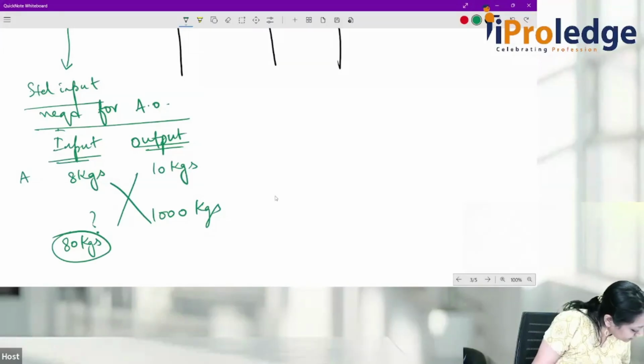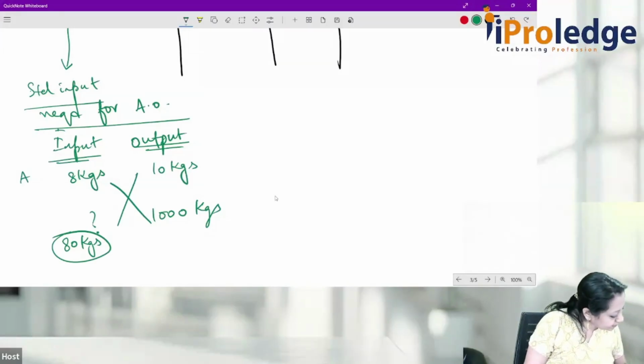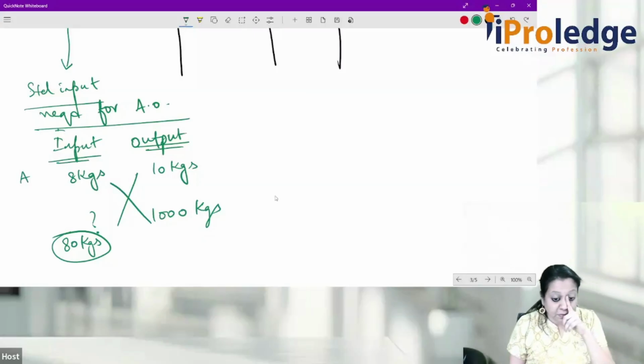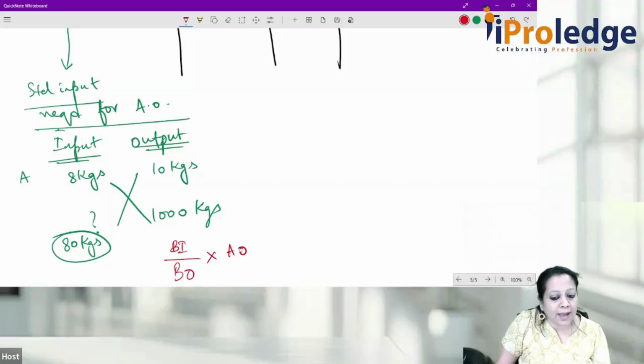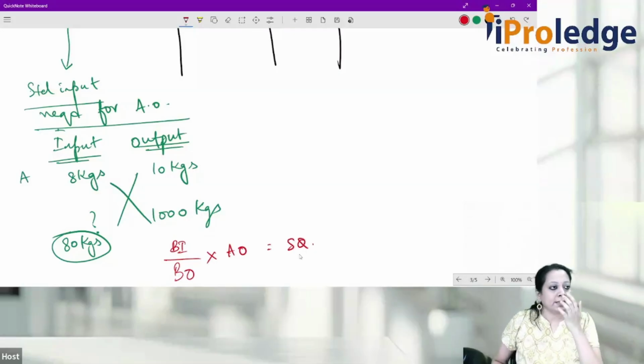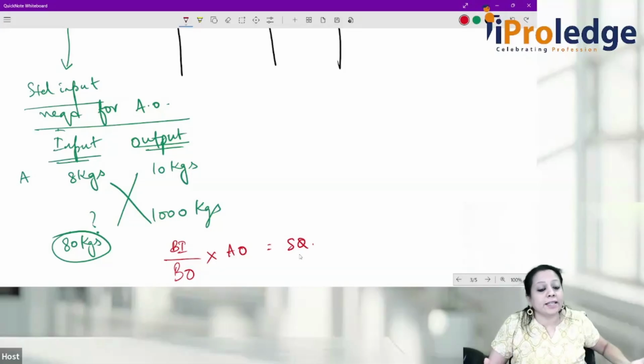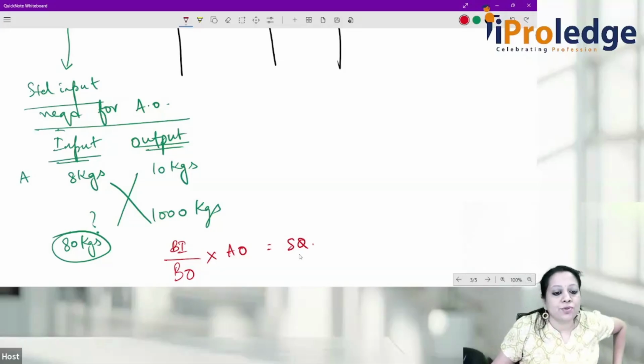What happened now? Any questions? Shall we proceed, students? See, another way of remembering: budgeted input divided by budgeted output into actual output can be called SQ. Now, the problem is this information, so you should remember both because it depends on which question you are solving. Some questions might not have given input and output explicitly, so you should know both.